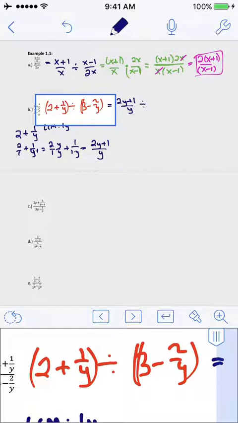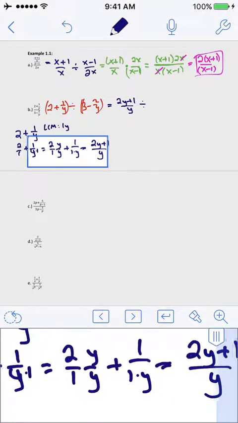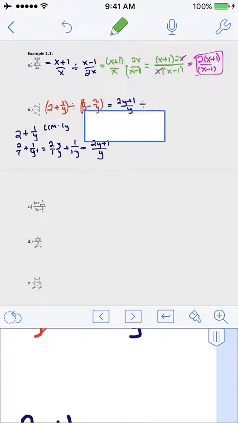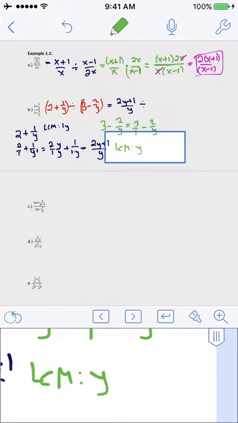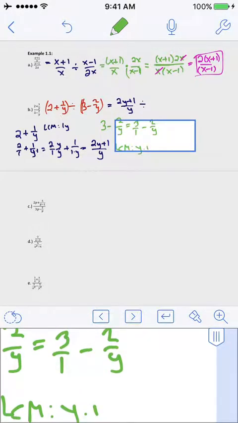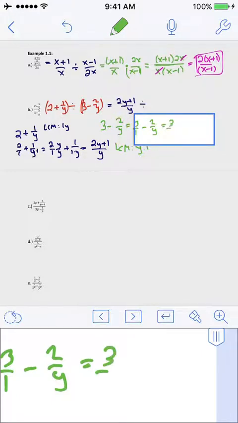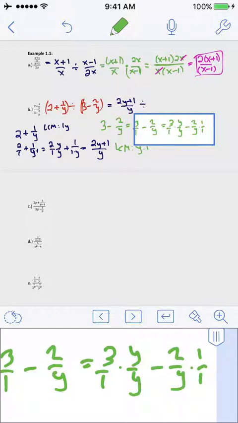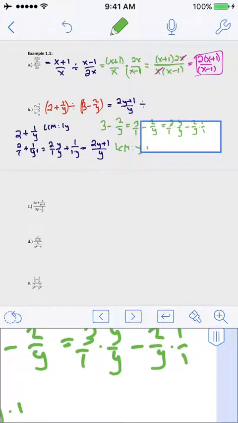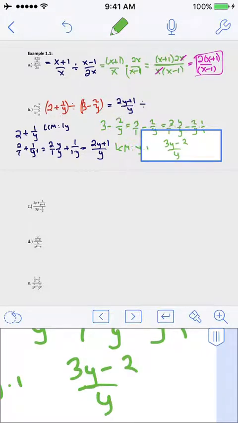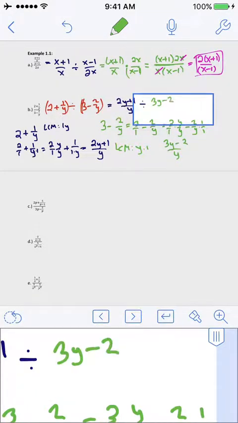Okay, so I've changed this guy by giving him an LCM, just like I did in the last section, right? Let's do the same thing for the other one. I have 3 minus 2 over y. Again, this is the same thing as 3 over 1 minus 2 over y. Once again, my LCM is just a y. The first guy is missing a y, so I end up with 3 over 1 times y over y, minus 2 over y times 1 over 1, really, but the 1 over 1 doesn't really do anything. And so I end up with 3y minus 2 over y. So I'm dividing by 3y minus 2 over y.